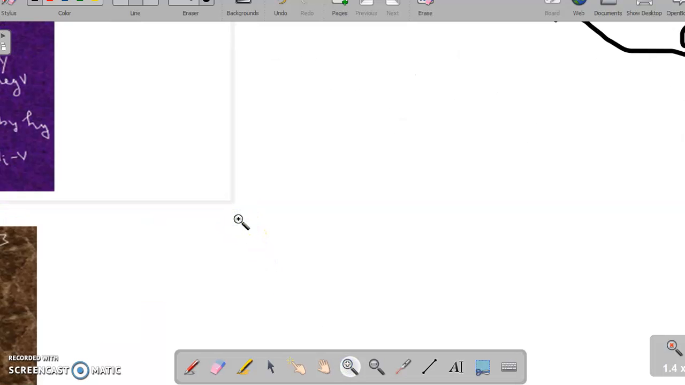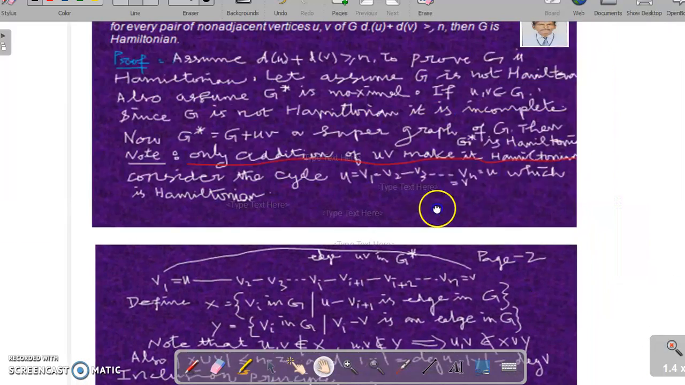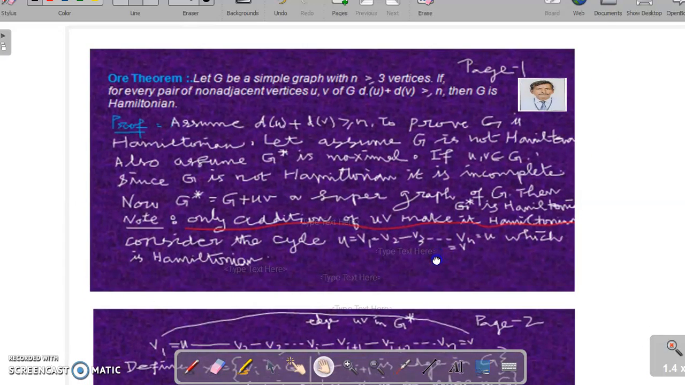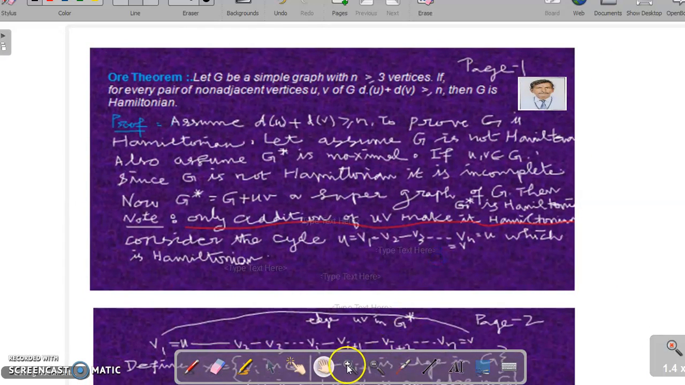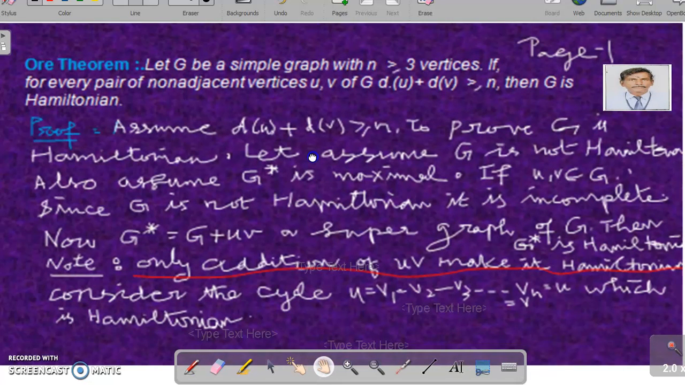Let me take that expansion for you, and we can bring the theorem here. The theorem says like this. One more expansion we can do. Okay, now it's good for us. Now what does the theorem say? Okay, now look at the theorem here. This is called the Ore theorem.